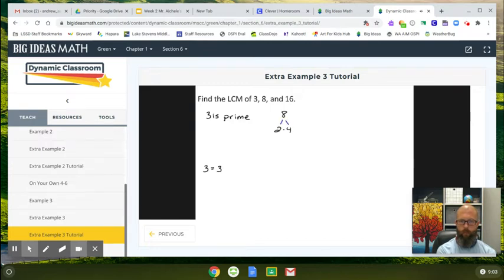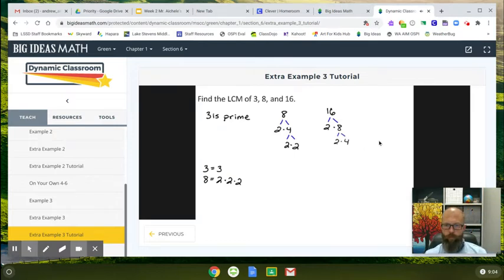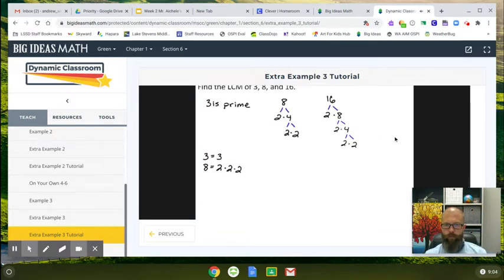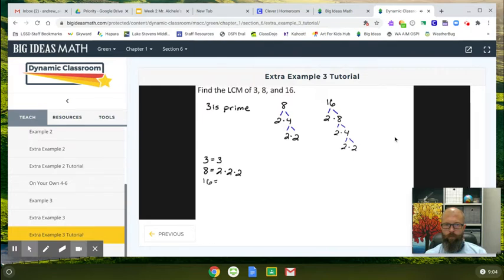16 factors into 2 times 8. Then 8 factors into 2 times 4. And 4 factors into 2 times 2. So the prime factorization of 16 is 2 times 2 times 2 times 2. Now you want to circle each different factor where it appears the greater number of times. 2 appears in the prime factorizations of both 8 and 16. However, it occurs more often in the prime factorization of 16. So you want to circle the factors of 2 in the prime factorization of 16.